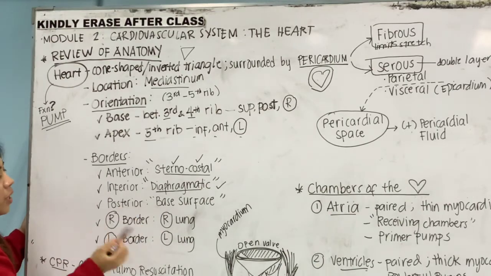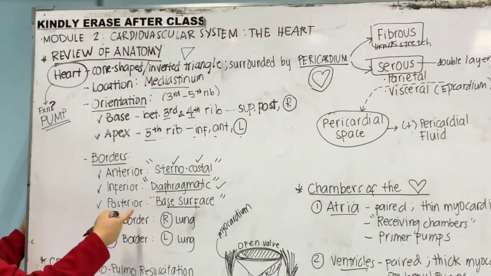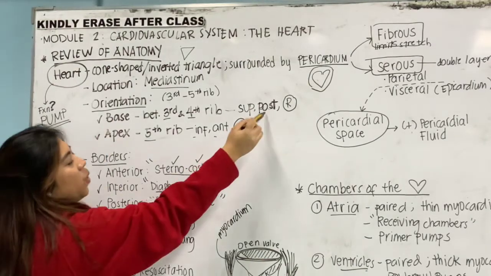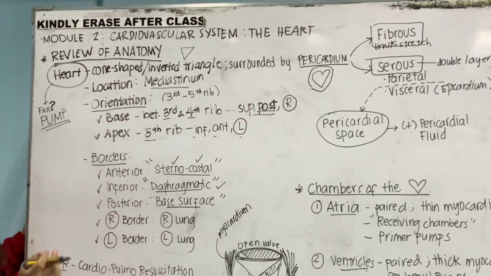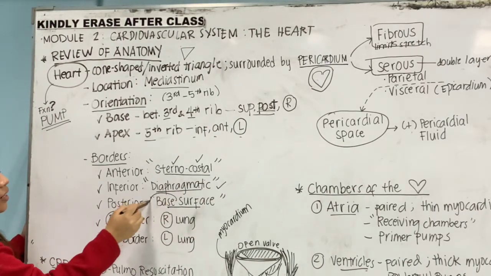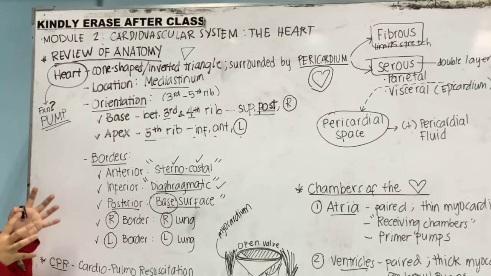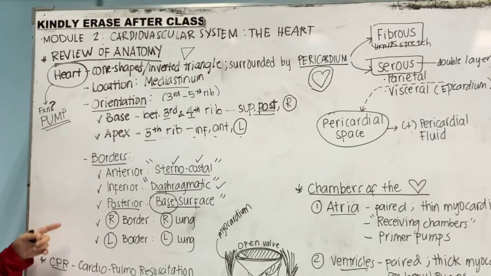Next, for the posterior border, this is also known as the base surface because, again, your base is oriented posteriorly. So you see the base in the posterior aspect of your heart. That's why the posterior border and the base are the same. For the right border of the heart and the left, of course, it is being enclosed by your lungs. On the right border, the right lung, and on the left border, you can see your left lung. Next, we have here a picture showing you what CPR looks like.